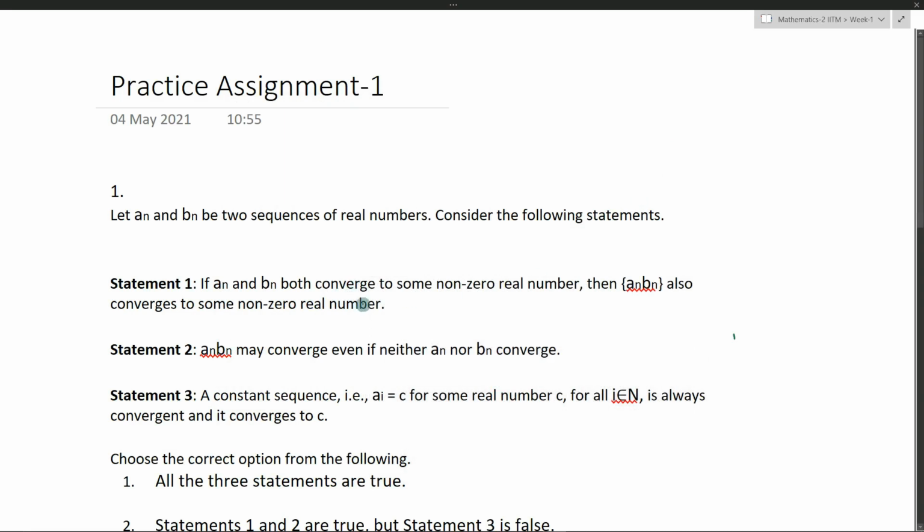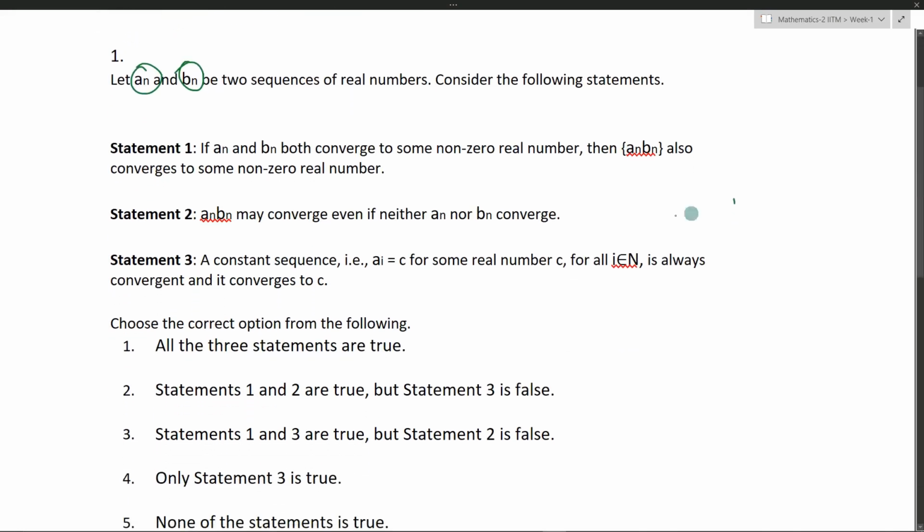Welcome back, and we'll be discussing the practice assignment of week 1. The first question is, we have two sequences. Depending upon these sequences, they have given three statements. Let's see what each statement is.